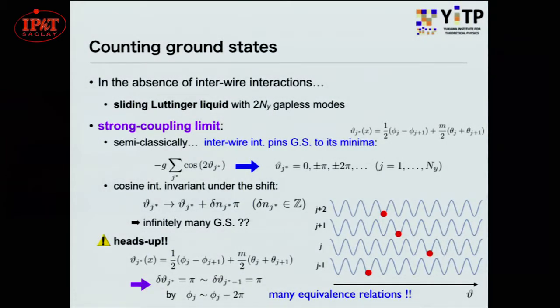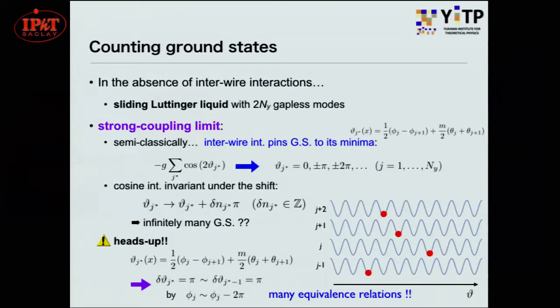Okay, so let me count. Before identifying the gauge degrees of freedom in a coupled wire construction, let me count the number of inequivalent ground states starting from within the framework of coupled wire construction. So this is my interwire coupling. This theta field is a kind of bosonic field obtained after change of variables. So this is nothing but a backscattering of some quasi-particles.